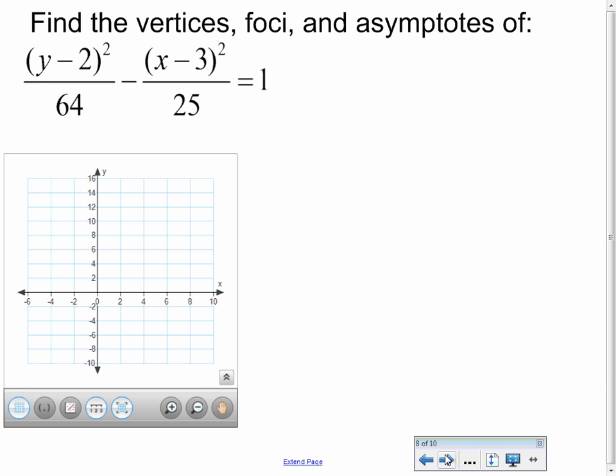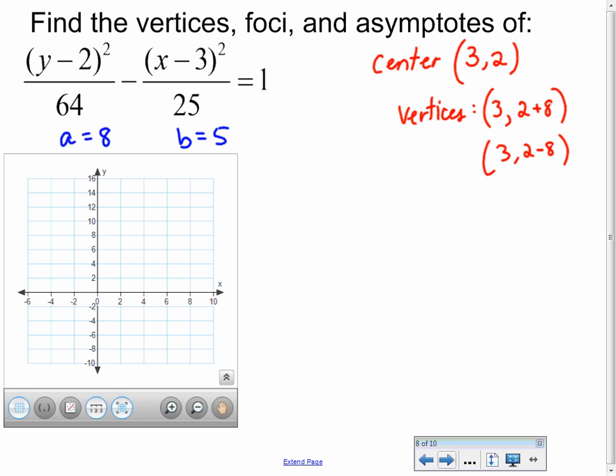And now let's make sure that we find the vertices, the foci, and the asymptotes. So the good news is my equation actually is in pretty good shape just the way it is. Recall that a is equal to the square root of 64 and b is the square root of 25. And let's find the center here. So we're at x, just be careful, it's in a different order than we used to. 3, 2 is the center. So the center is 3, 2.